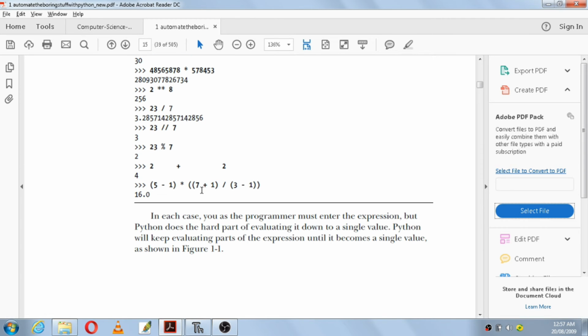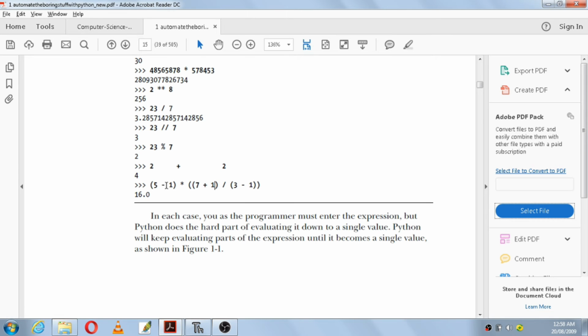Okay, this is a nested expression, 7 plus 3 divided by 3 minus 1. This entire expression is put in parentheses. So all the expressions have parentheses here, so we will evaluate this expression from left to right. That means first it will be 5 minus 1, 4 into, first we'll calculate this expression, that is from left to right. 7 plus 1 is 8. Then we'll evaluate this expression, 3 minus 1, 2. Then this divided by this, that is 8 divided by 2. 8 divided by 2 will be 4.0 something like that, because division will give you all in float.